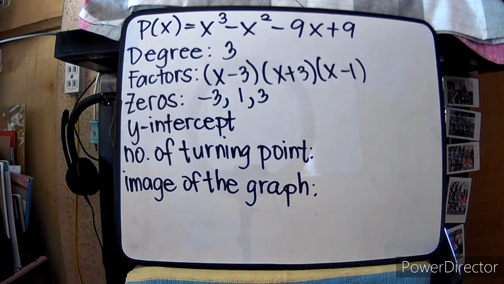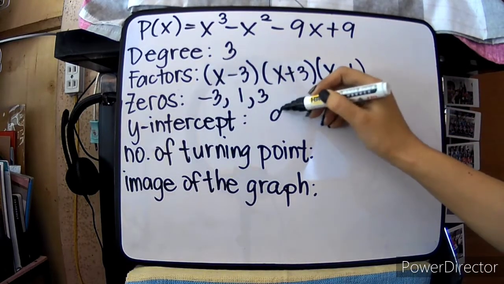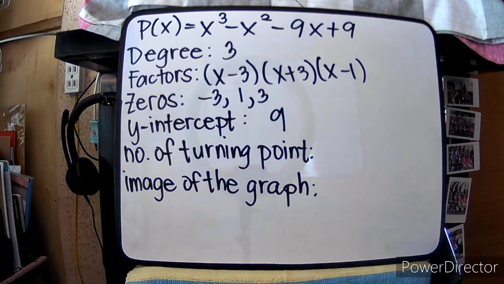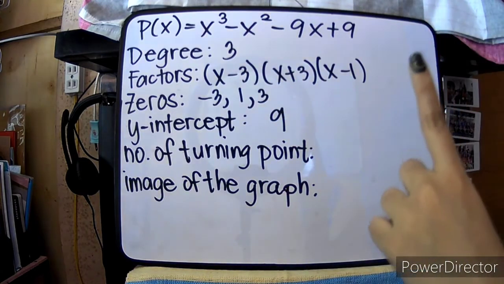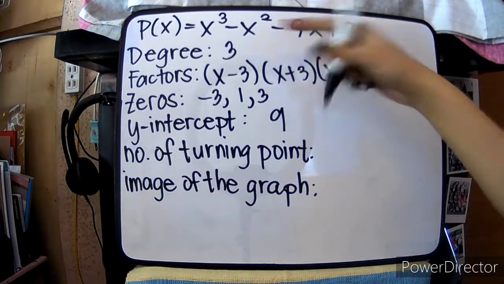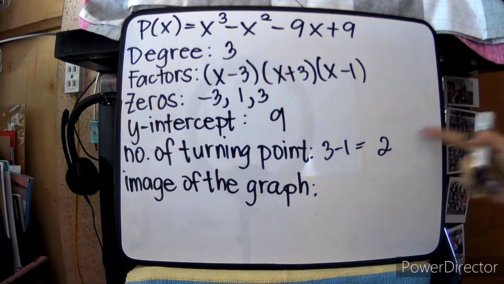And the y-intercept ay yung constant natin or yung walang variable sa ating polynomial, which is, as you can see here, that is 9. And the number of turning points naman ay madali lang. Kung ano yung degree nyo, bawasan nyo ng 1. So, 3 minus 1 is equal to 2. So, this is our number of turning points.